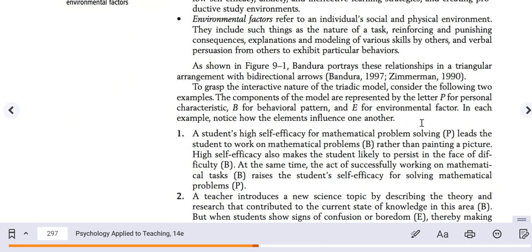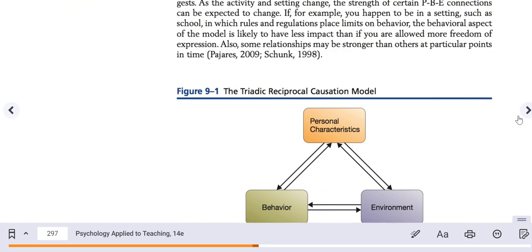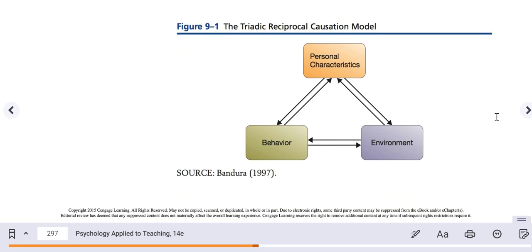As shown in Figure 9.1, Bandura portrays these relationships in a triangular arrangement with bidirectional arrows. Let's see where this is. The triadic reciprocal causation model: personal characteristics, environment, and behavior are all affecting each other.